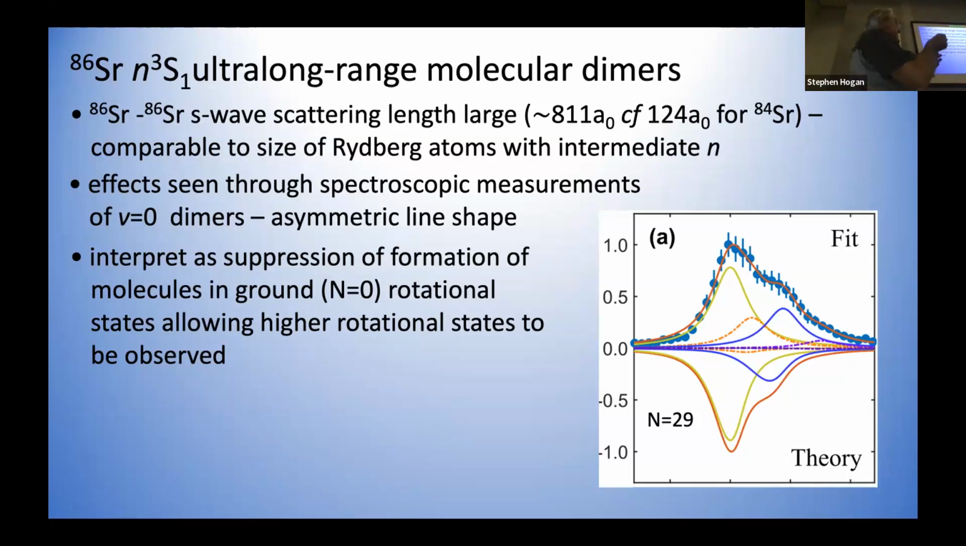And that means that if you've got to have a transition from the scattering state to a bound state, if the wave function in the scattering state is small, that's going to turn off at least the S-wave channel. And this is manifested by the fact that when you do this, you see a rather strange line shape, okay? It's asymmetric. And this can be fit by a sum of different Lorentzians. And we interpret these as having suppressed the formation of the ground vibrational state at v equals 0, and allowing us to see the higher rotational states that are being produced.